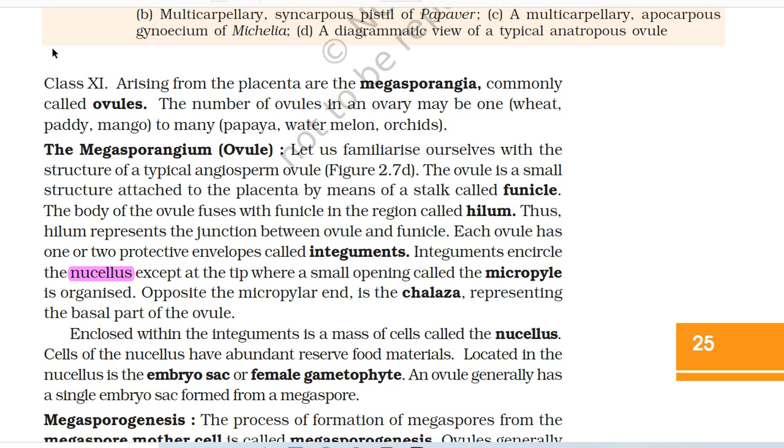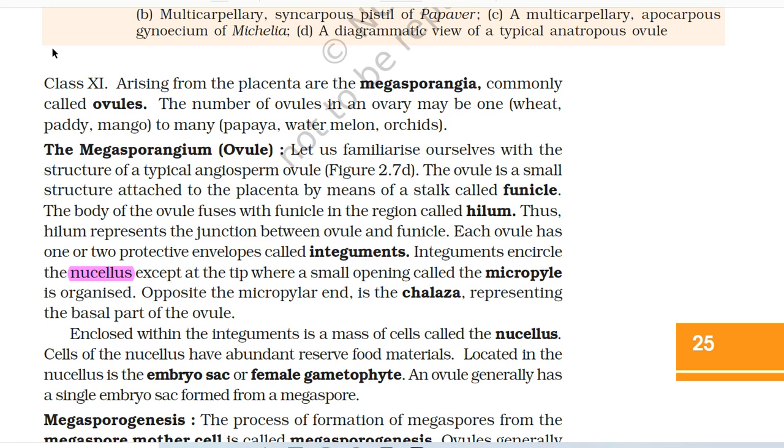Let us familiarize ourselves with the structure of a typical angiosperm ovule. The ovule is a small structure attached to the placenta by means of a stalk called funicle. The body of the ovule fuses with funicle in the region called hilum. Thus, hilum represents the junction between ovule and funicle.